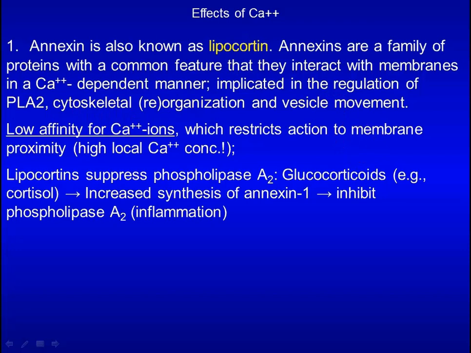Lipocortins suppress phospholipase A2. Glucocorticoids, such as cortisol, increase synthesis of annexin-1, which inhibits phospholipase A2. This provides a mechanism for how glucocorticoids suppress inflammation.